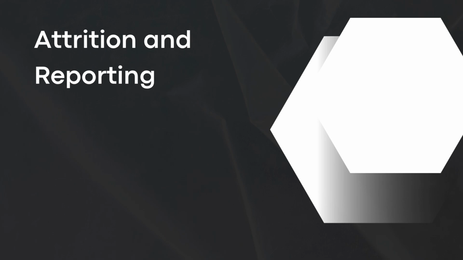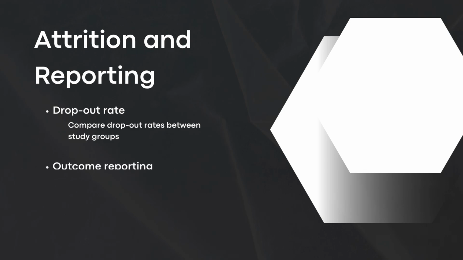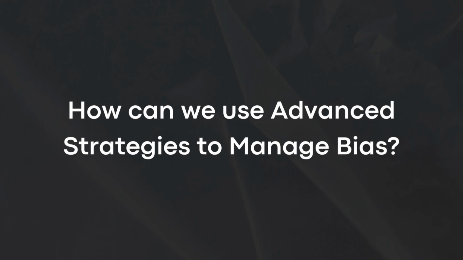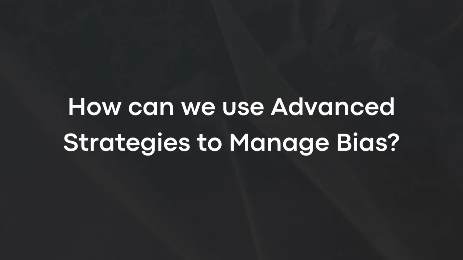So, first, we look at the dropout rates and compare the dropout rates between study groups to identify potential attrition bias. And we need also to look at the outcome reporting. Investigate whether all the pre-specified outcomes were reported to prevent reporting bias. And also we need to consider how missing data was handled and scrutinize any post hoc changes to the study protocol. Now let's see how can we use advanced strategies to manage bias.